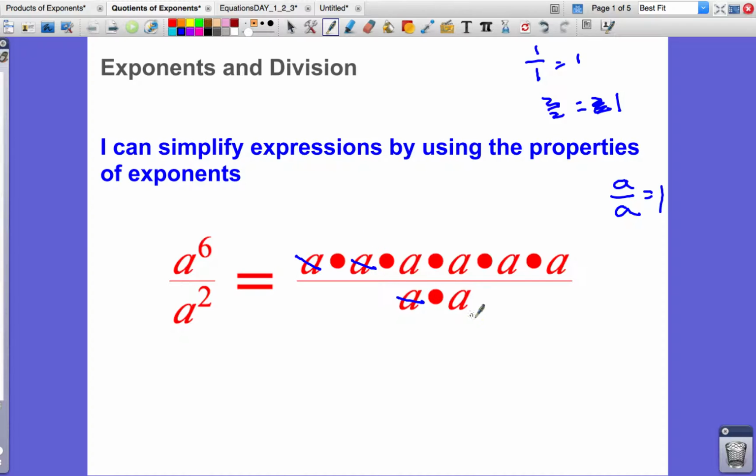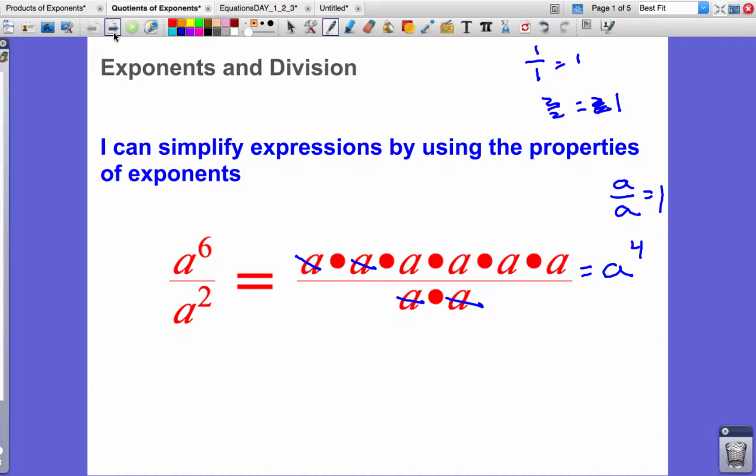I can do that here as well, a divided by a. Now I have no more a's down here. What I'm left with is 1, 2, 3, 4 a's after they cancel each other out, which is just a to the fourth power. There's nothing in my denominator, so I don't even need to write over anything. I can just leave that as a to the fourth power. So that is what we were doing when we were dividing exponents.